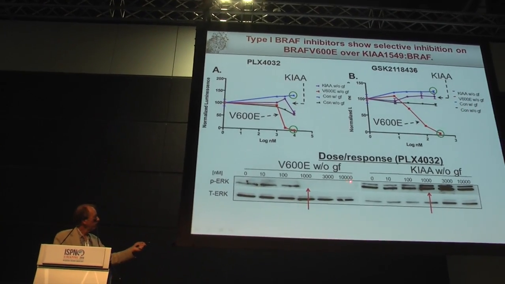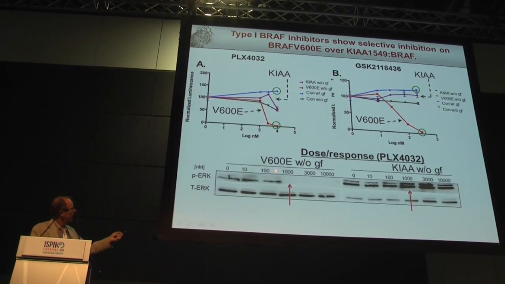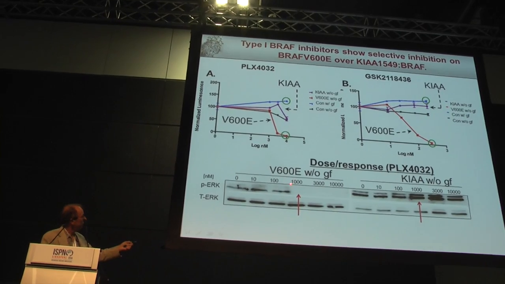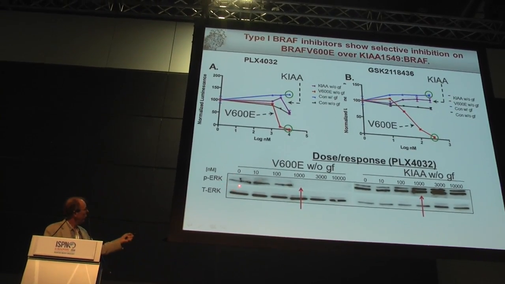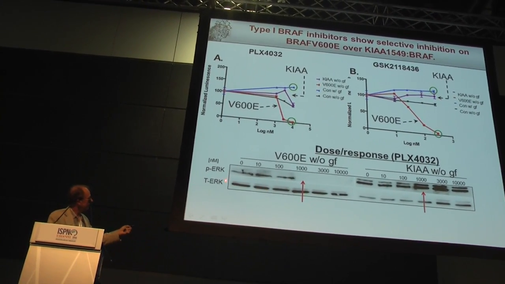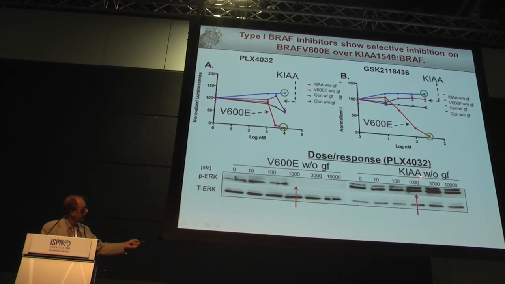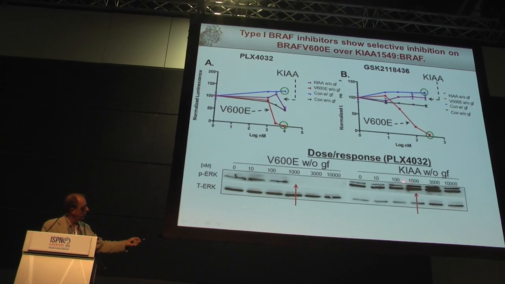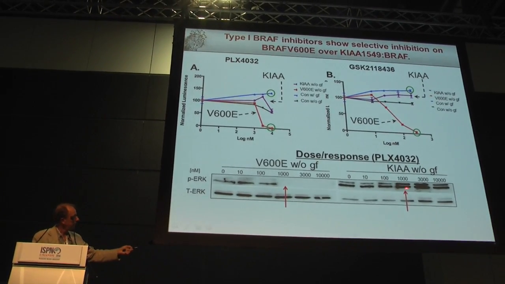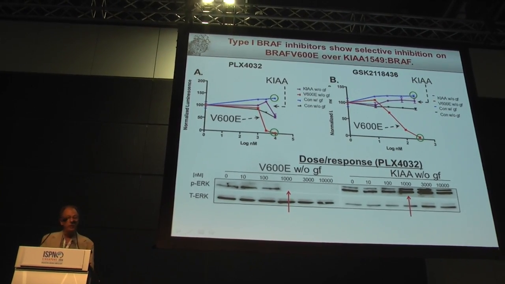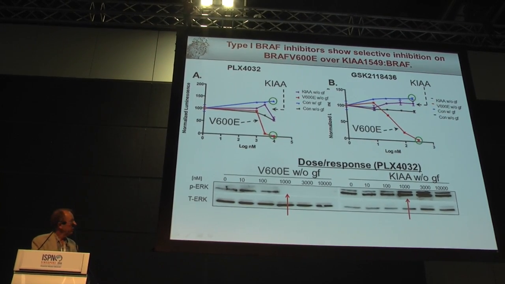Here's the biochemistry that correlates with that. You can see here the V600E transformed cells, Western blotting for phospho-ERK, get a nice dose response to the drug, whereas the truncation fusion, you're getting no response to the drug whatsoever. In fact, this sort of paradoxical activation that I mentioned to you a few minutes ago.